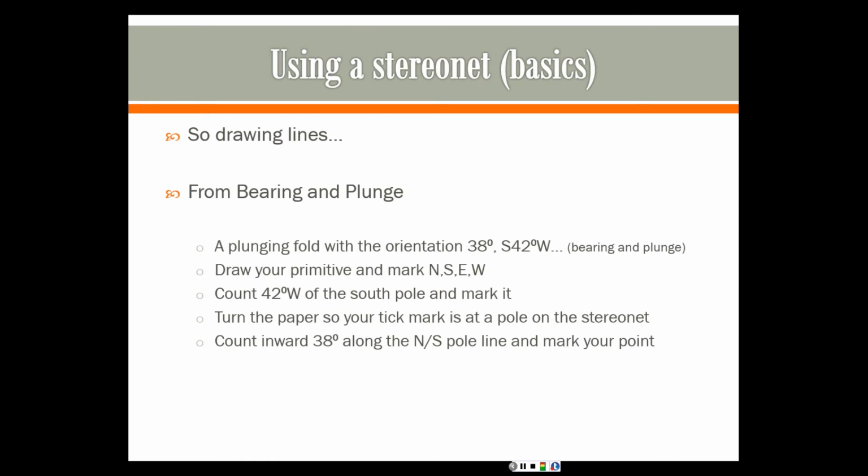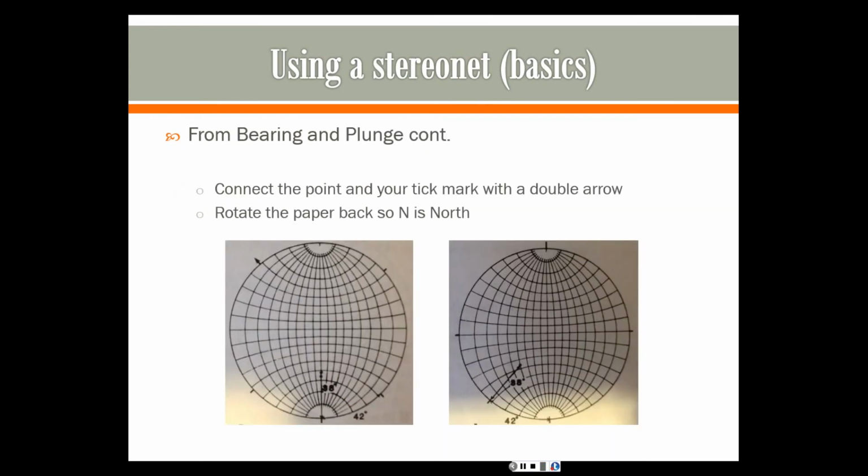We're not going to worry about any other tick marks. Immediately turn the paper until that tick mark is at one of the poles, North Pole or South Pole, your choice. And then count along that north-south pole line 38 degrees. That's the plunge. So in this case, we made our mark. I've already turned it, so the 42 is at the south. And then I counted up 38 degrees. And I connect that 38 degrees in with my tick mark, and it gets a double-headed arrow.